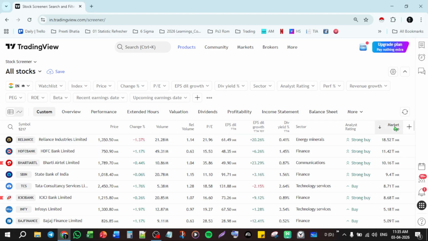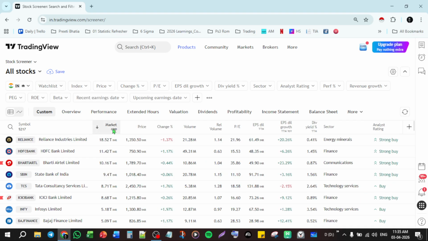What I do is left click on this and I just move it next to price because I want to see market cap first. Right click this and say I want to see this in descending.